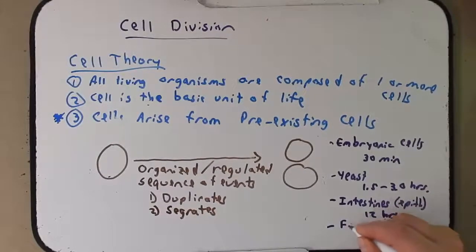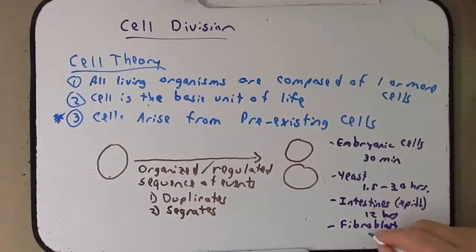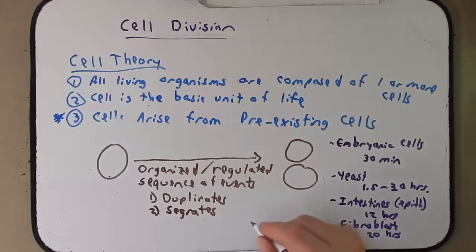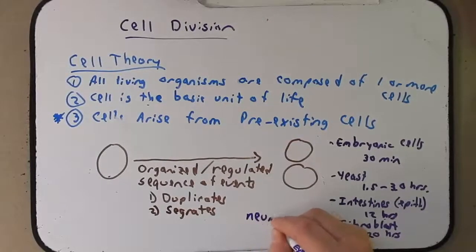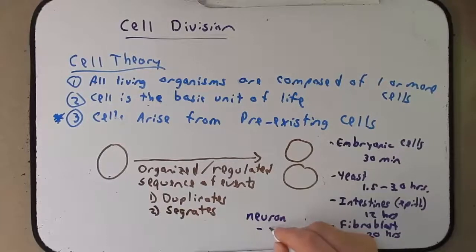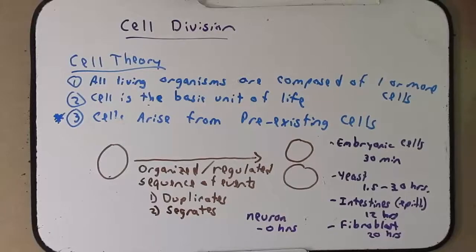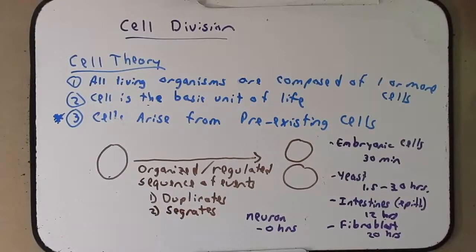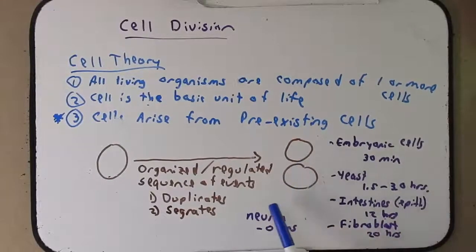Other cells, like a fibroblast cell, will take about 20 hours to divide. And then still we have cells like a neuron. Neurons don't divide, so we'll just say 0 hours, because they don't divide. So we have this wide range of cells and how fast they divide. And we want to talk about how a cell goes through this, and we'll touch on some of these timing events, but more importantly, how it goes about duplicating and segregating the material.